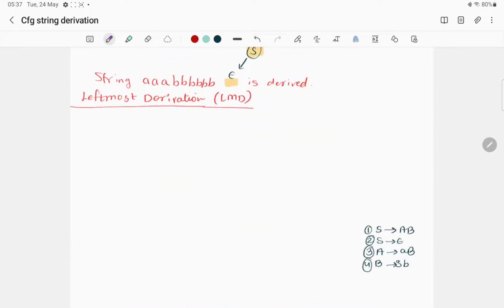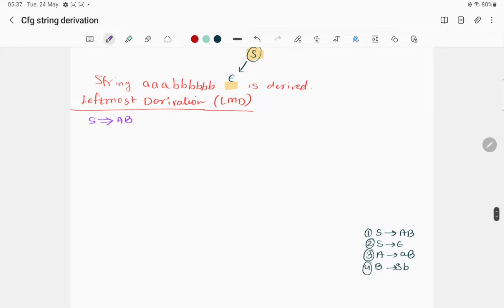Okay, so now let's start with the leftmost derivation. For this grammar, I have just copied it here on the right hand side corner just for reference. Now I should always start deriving any string with the start symbol S. Only two production rules start with the start symbol S, so I can start with any of the two. I'll start with the first one. So I can say S gives AB. And now I will underline the leftmost non-terminal.